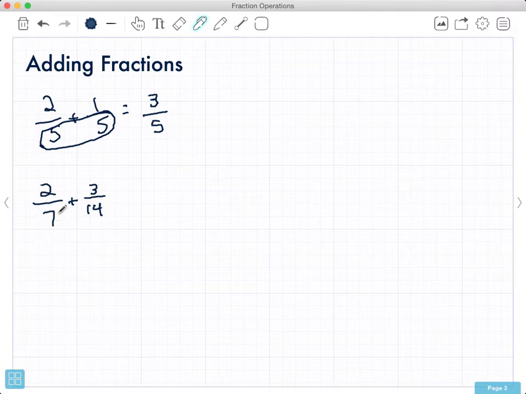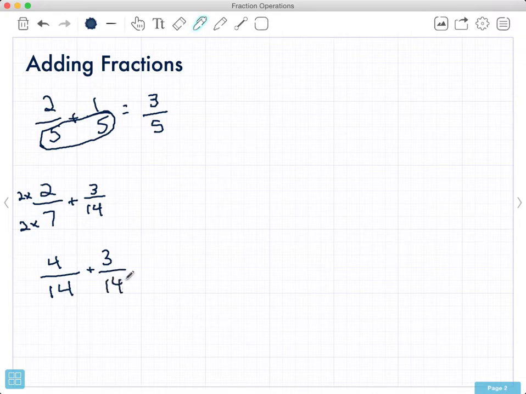You can do this by exploiting the fraction's ability to change, meaning I'm looking for a number that both 7 and 14 can divide into evenly. The 14 can't divide into 7, but 7 divides into 14 evenly. So I want to take 7, and if I want to change that to a 14, I times it by 2. And I'm allowed to do that as long as I do that to the top of the fraction as well. So this question becomes 4/14, which is the same amount as 2/7, plus 3/14.